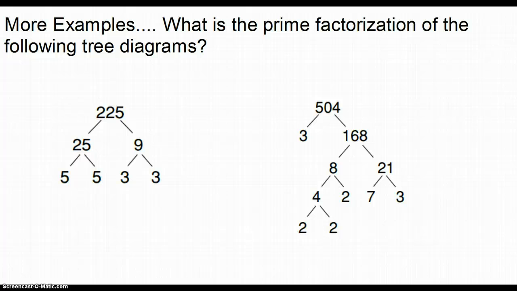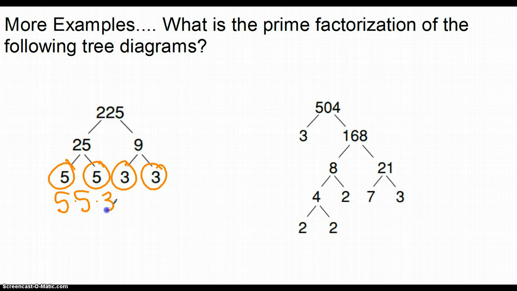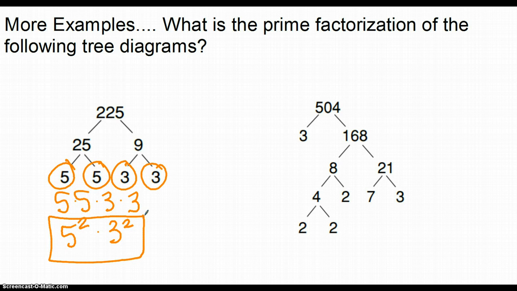So now we're going to look at the tree diagrams and just simply find the prime factorization. So what you're going to do is circle all your prime numbers. Okay, so I'm left with 5 times 5 times 3 times 3. And I know I have 2 5s, so it's 5 squared, and I have 2 3s, so it's 3 squared. And that's my final answer.